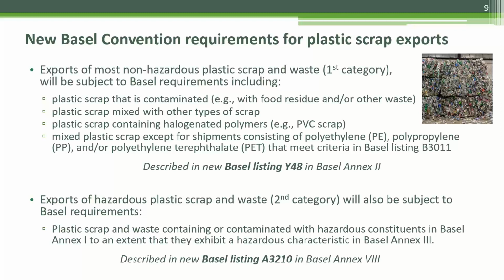And so this material is all described in the new Basel listing Y48 in Annex 2 of the convention. And then the second category covers hazardous plastic scrap and waste, which is defined as plastic waste containing or contaminated with hazardous constituents, of which there is a list in Basel Annex 1, to an extent that that waste exhibits a hazardous characteristic in Basel Annex 3. And this new listing has a waste code A3210 and is found in Basel Annex 8.